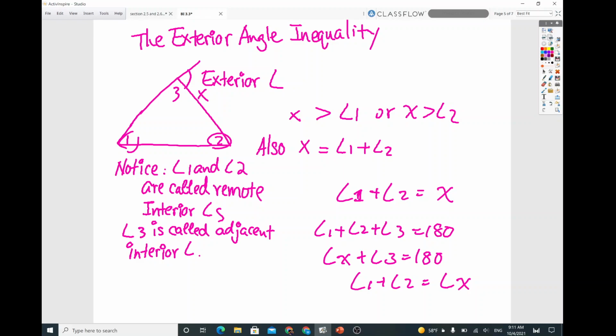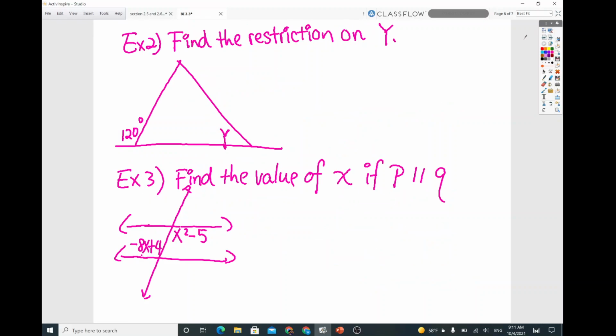Okay, so now here's the example for this one. Find the restriction on y. In order to get the restriction for y, we need to find the compound inequality. Obviously y is going to be greater than 0, because that cannot be a negative angle here.